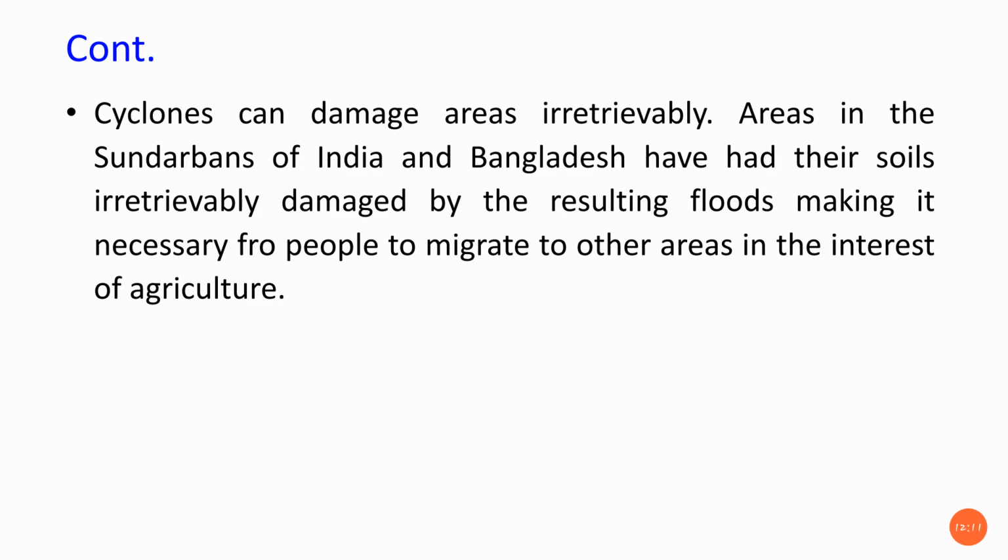Cyclones can damage areas irretrievably. Areas in the Sundarbans of India and Bangladesh have had their soils irretrievably damaged by the resulting floods, making it necessary for people to migrate to other areas in search of agriculture. So these are the problems we are going to be facing.